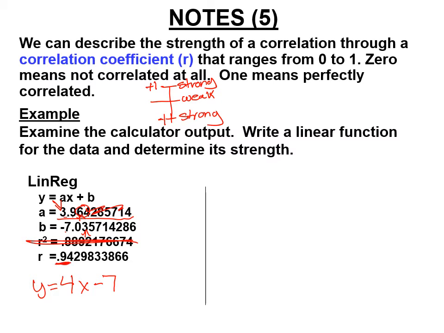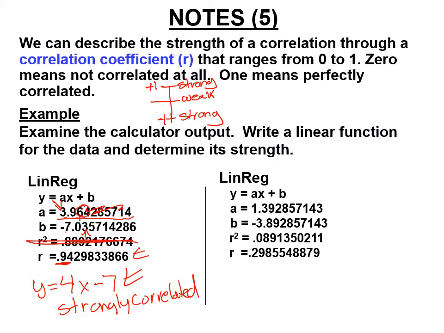So tell me, 0.94, is that closer to 0 or closer to 1? Hopefully we're saying closer to 1. And since it's closer to 1, we're going to say it's strongly correlated. So what this calculator is telling you is that we calculated a line of best fit. This is its equation, and it's a good equation because r is extremely high. Scientists wish they got correlation coefficients of 0.9. That means it's almost right on the line the whole time, because 1 would be perfectly on the line.